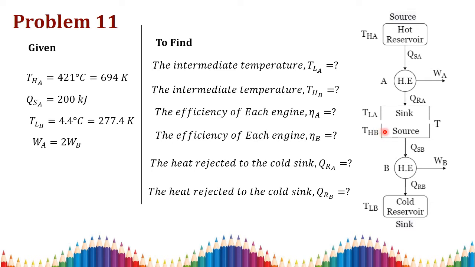Then they asked about the efficiency of each engine. We need to find the efficiency of engine A and the efficiency of engine B, and also the heat rejected to the cold sinks. Here one cold sink is there and here another cold sink is there. The heat rejection is QRA for heat engine A and QRB for heat engine B. In addition, they have said that the work done of A is equal to twice the work done of B.